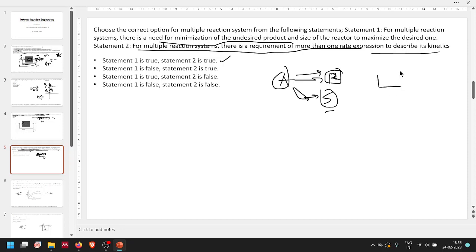Now, if the reactor is really big, the residence time will increase, and if residence time increases, there is more possibility for the formation of this undesired product. That's why with a small reactor volume, we can make sure that the amount of undesired product being formed is less, and the product stream will be rich with the desired product. So that's why statement one is true and statement two is also true.